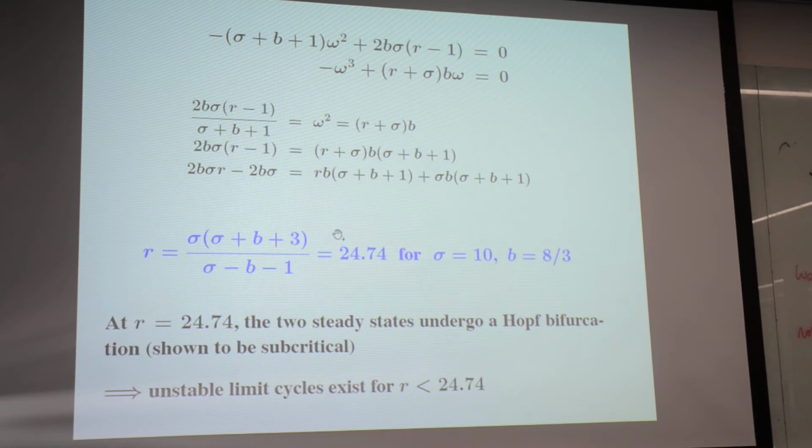Okay, so we drew this, and now we have something else to draw. This took place, this is the r axis here, and this took place at r equal 1, and that was a pitchfork.